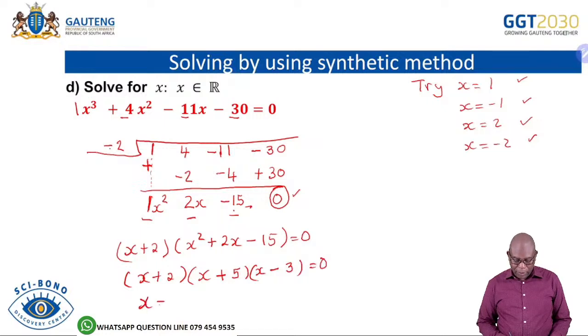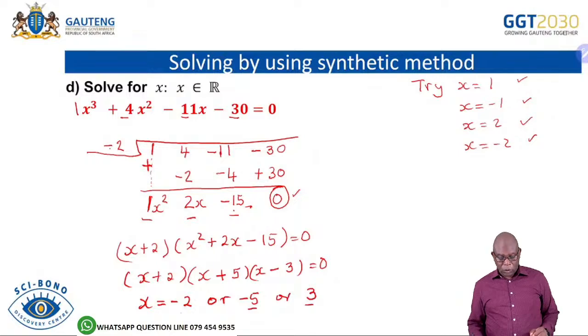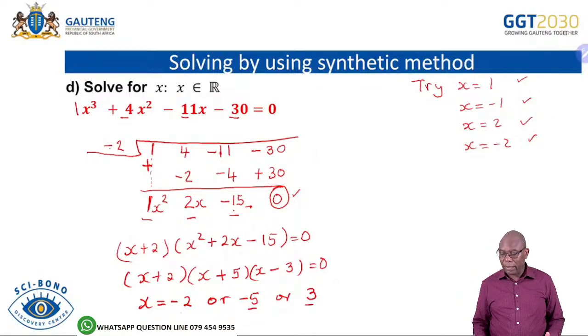I write down my values of x: -2, or -5, or 3. Remember these 3 values? We also got them in the previous one. So our values will be -2, -5, and 3, which are the same values as we got in the previous one. Okay, so the synthetic method, I know your teachers love it also.